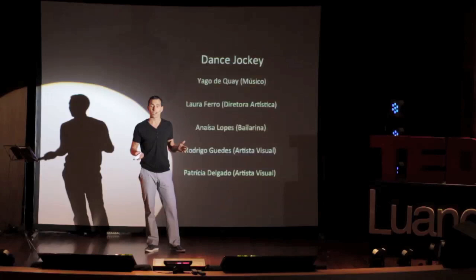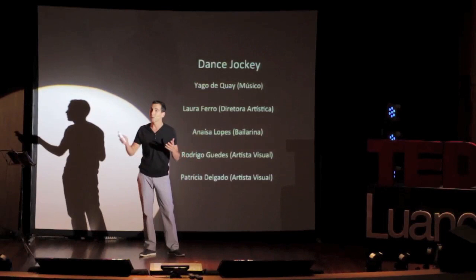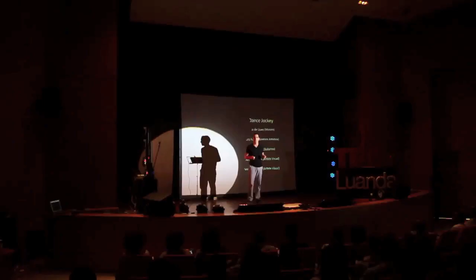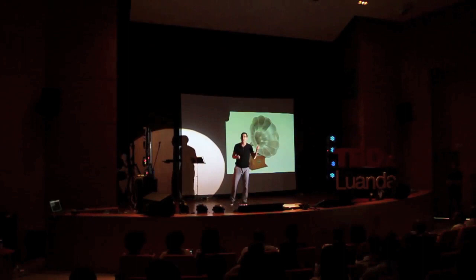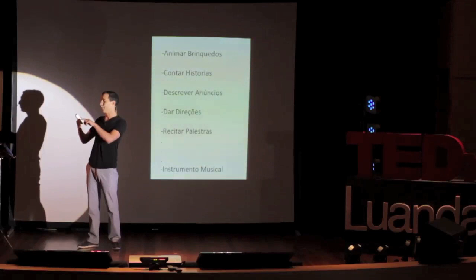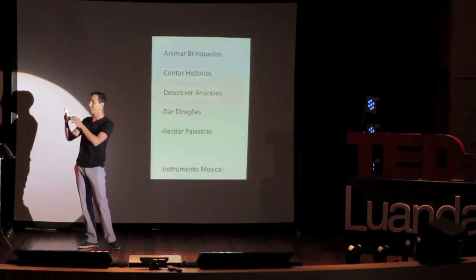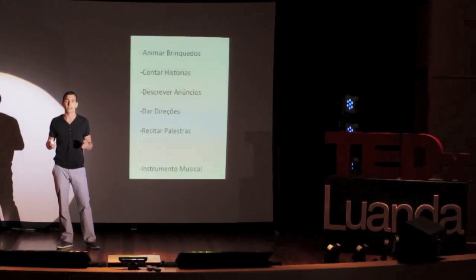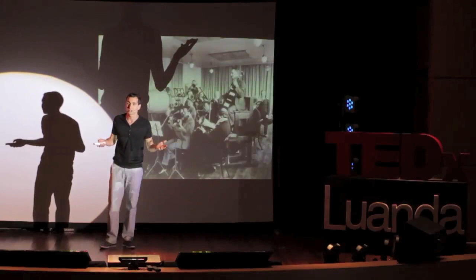And this process of appropriating a technology and using it in innovative ways happens every day with the objects around us. For example, when Thomas Edison invented the gramophone in 1877, he had no idea what purpose this technology was going to serve. A month after the invention, he wrote a list that included the following suggestions: animate toys, recount stories, describe advertisements, give directions, recite speeches, etc., etc., etc. Only at the end of the list did he happen to mention using the gramophone as a musical instrument. It took several years before the world realized that the most important and profitable use of the gramophone would be precisely to record and play music.